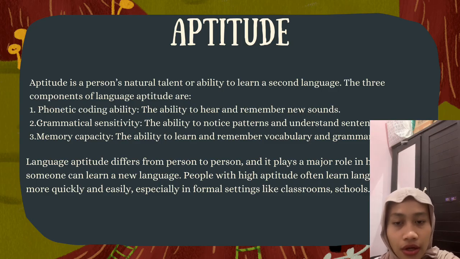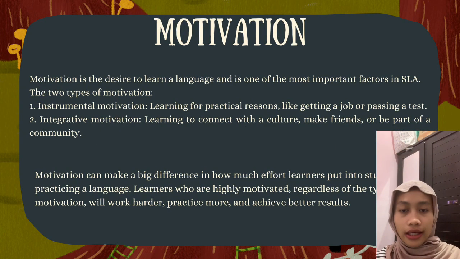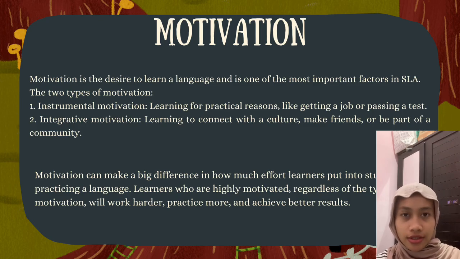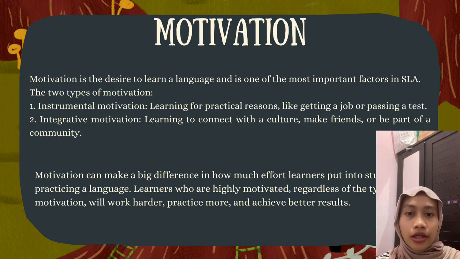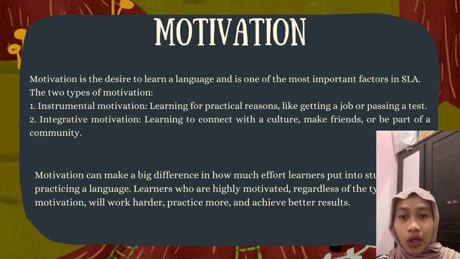Language aptitude differs from person to person, but it plays a major role in how fast someone can learn a new language. People with high aptitude often learn languages more quickly and easily, especially in formal settings like classrooms, schools, and so on. And the third one is motivation. Motivation is the desire to learn a language and is one of the most important factors in second language acquisition. There are two types of motivation.